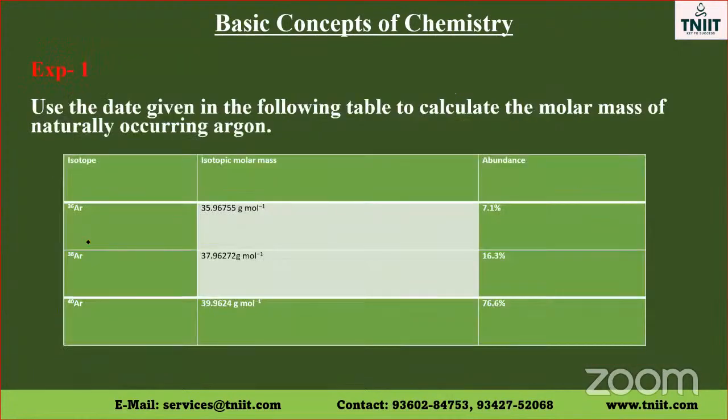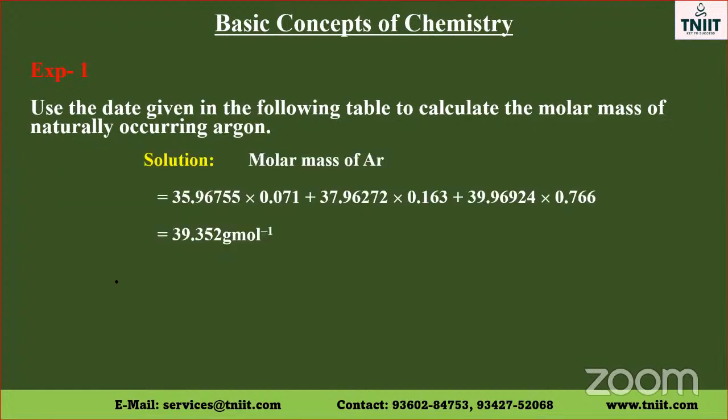Now use the data given in the following table to calculate the atomic mass of naturally occurring argon. So for naturally occurring argon, they've given the percentage: argon-36, argon-38, argon-40. The isotope mass they have given, and they have given you the abundance.